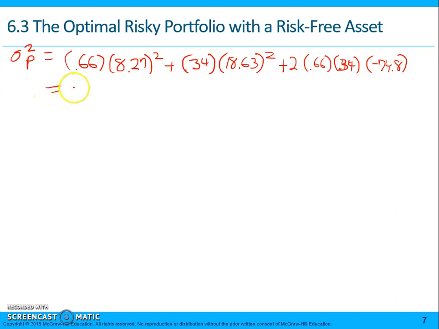So multiply those out, add them up, and you should get 36.39. So the portfolio standard deviation is simply the square root of 36.39, and that is 6.03%. So now we've created a portfolio with an expected return of 6.7% and a standard deviation of 6.03%.